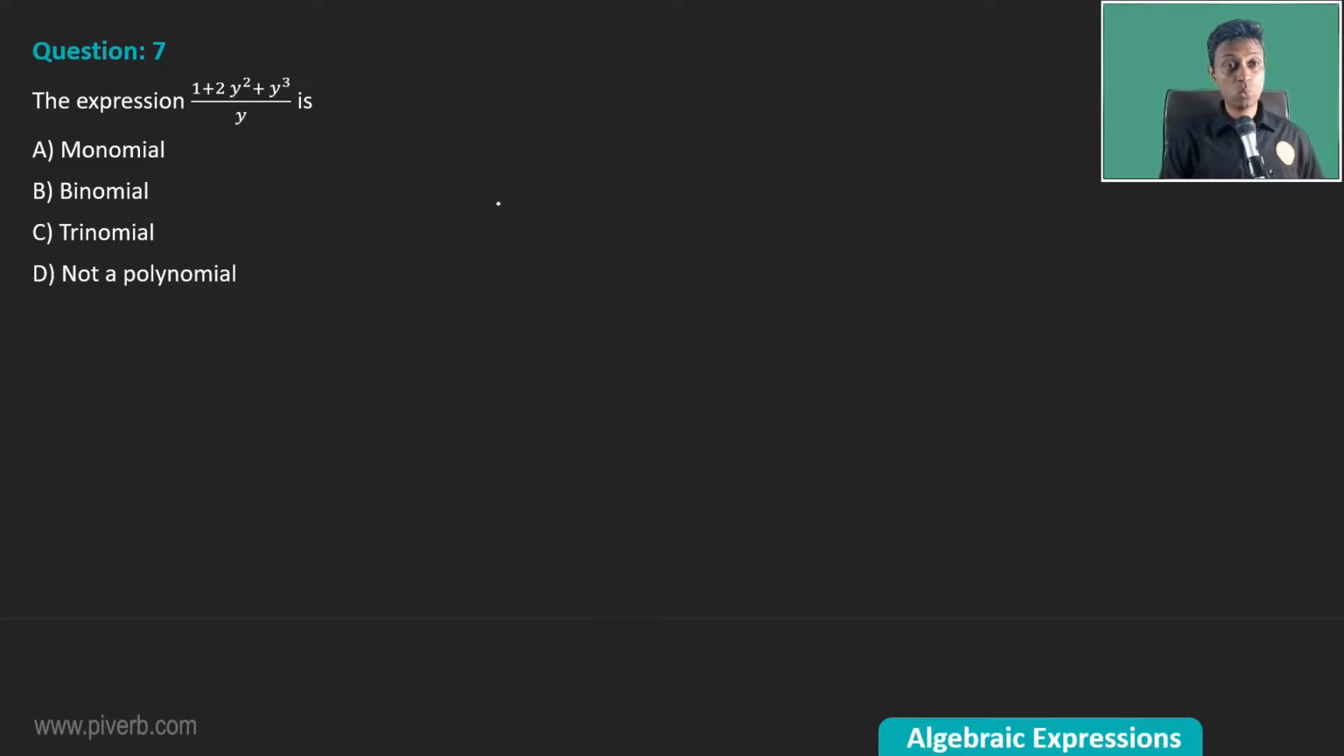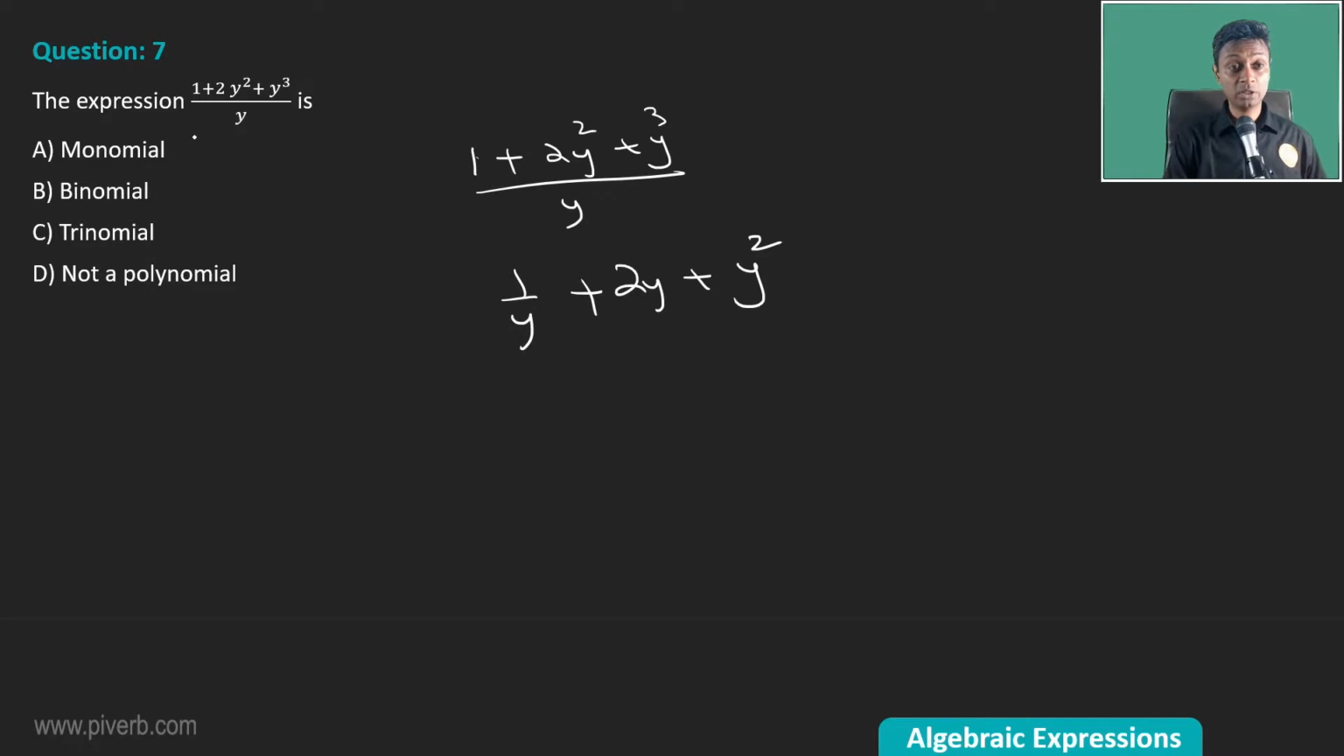The expression (1 + 2y^2 + y^3)/y is 1/y + 2y + y^2. Is this a monomial? No, just multiple terms. Is this a binomial? No. Is this a trinomial? No. It is very crucial: it is not a polynomial.